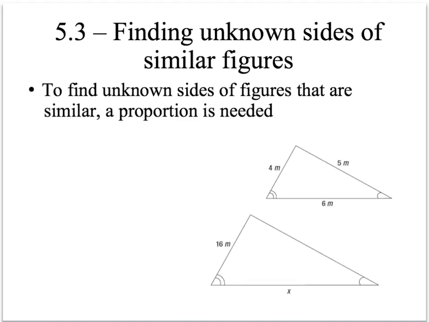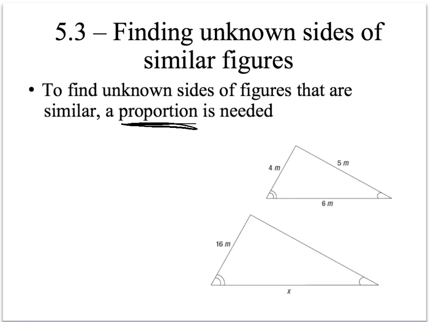5.3, we're going to look at similar figures and finding the unknown sides of them. We're going to be using proportions. If you don't remember how to do a proportion, I would recommend looking back on section 3.3 in your books and how to solve those. As it says here, to find an unknown side of figures that are similar, a proportion is needed.